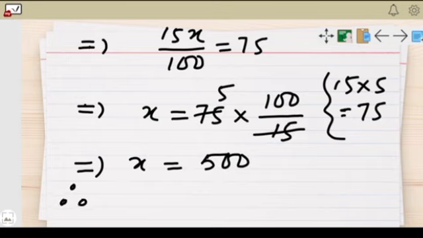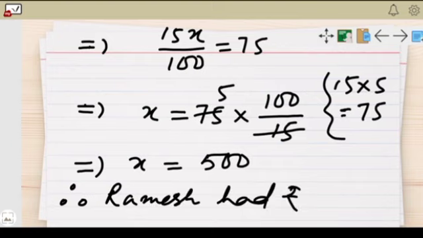Therefore we have to give the conclusion. What is the name of the person? Yeah, Ramesh. Okay, Ramesh had how much? Rupees 500.